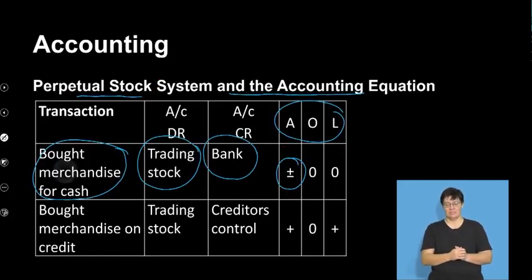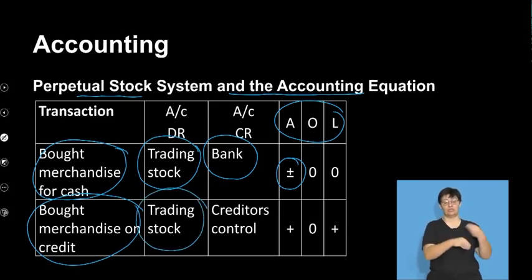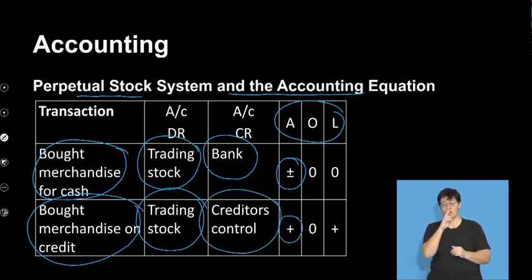Here we go. We're doing bought merchandise on credit. Account debited will be trading stock, an asset increasing in value. Account credited will be creditors control, a liability increasing in value. Watch, assets plus, liabilities plus, owner's equity remains unchanged. Let's take that same transaction and apply it using the periodic system.